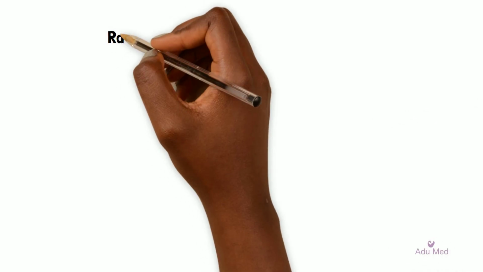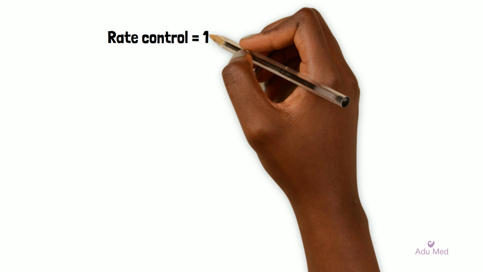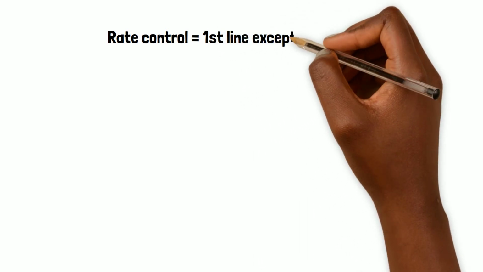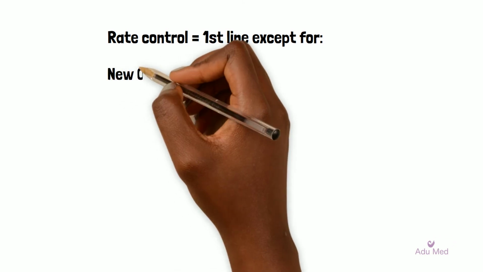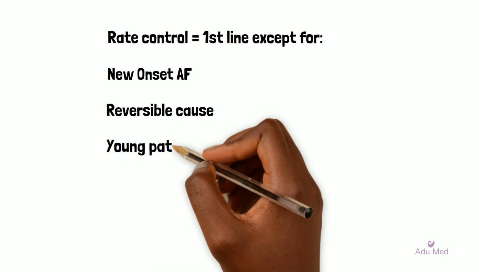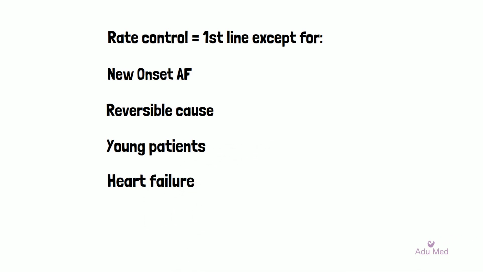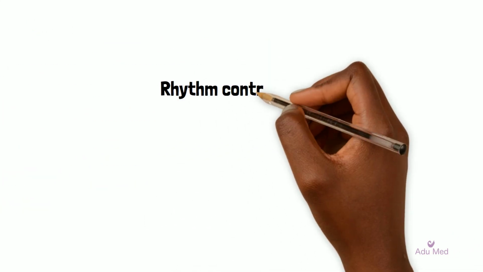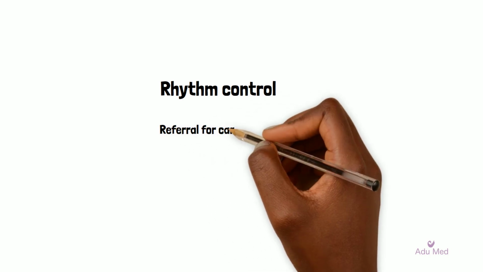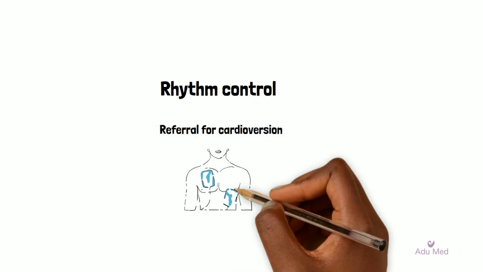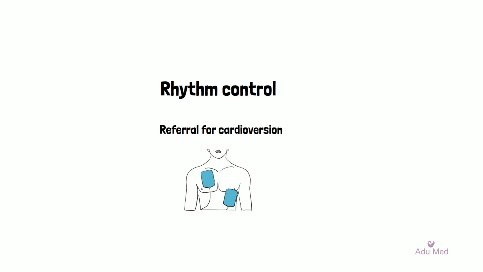Rate control is always first line unless certain criteria are met. Patients that meet these criteria will instead have rhythm control. The criteria for rhythm control include new onset AF, if there's a reversible cause, in young patients, and in cases of heart failure caused by AF. If we have decided on rhythm control, these patients are referred for cardioversion, where secondary care will make a decision if this is electrical or pharmacological.